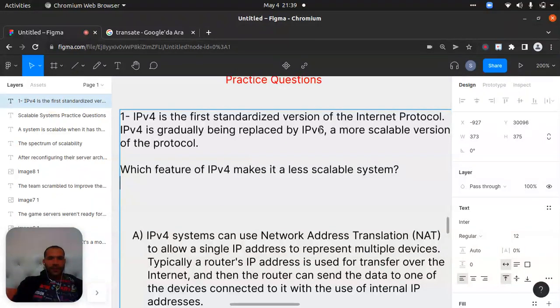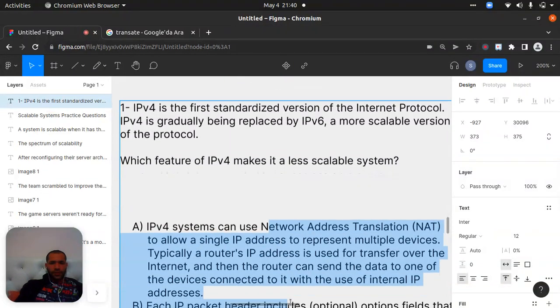IPv4 is the first standardized version of the Internet Protocol. IPv4 is gradually being replaced by IPv6, a more scalable version of the protocol. Which feature of IPv4 makes it a less scalable system? Okay, let's discuss it and look at which one is true.